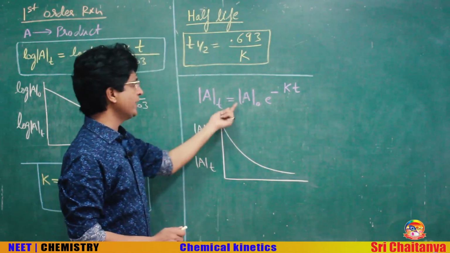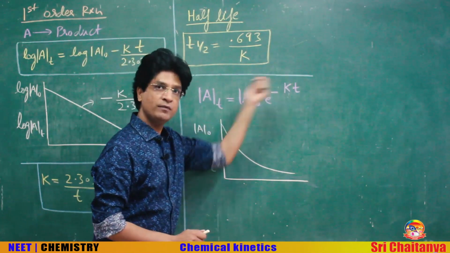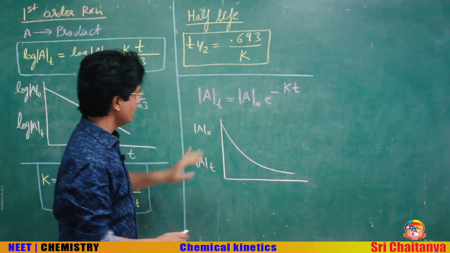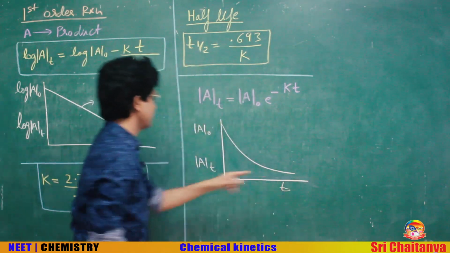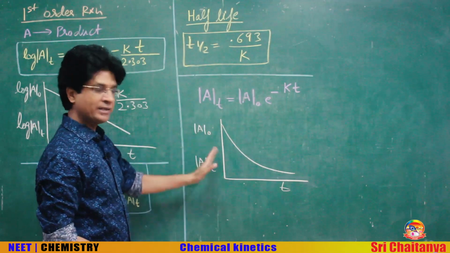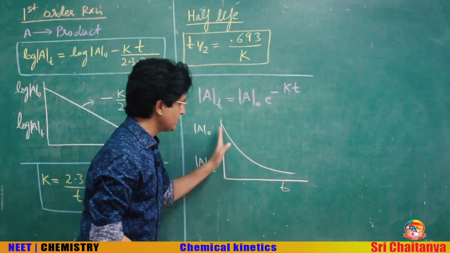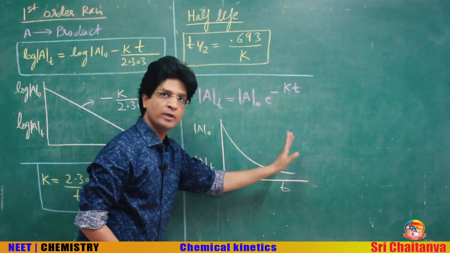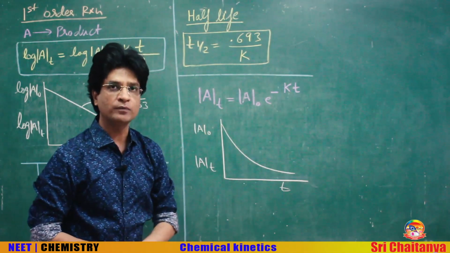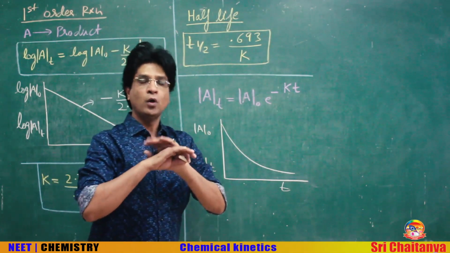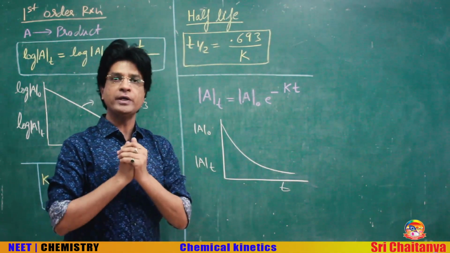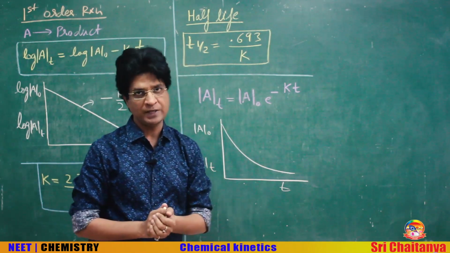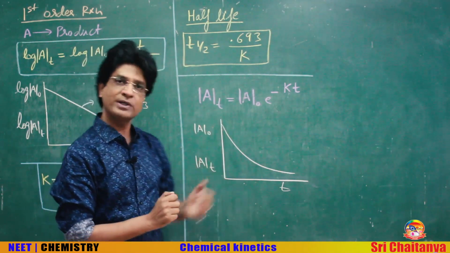This is A_t equals A naught times e to the power of minus kt. When you plot the graph with t on the x-axis and A_t on the y-axis, you will get this graph. This graph is never going to meet this axis. Remember that. The best examples of first order reactions are all radioactive reactions. All radioactive reactions are first order reactions. Now let us do some questions on this.